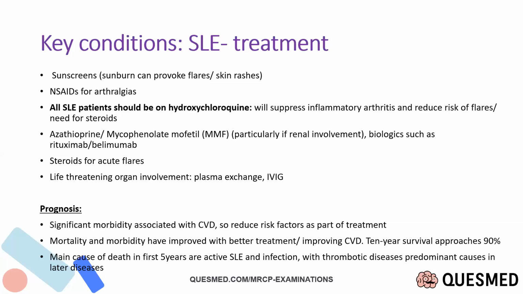Prognosis has got better, but there is a significant morbidity associated with cardiovascular disease. So we need to think about reducing those as part of our treatment. The 10-year survival is currently around 90%, and the main cause of death is due to active lupus with infection, and then the thrombotic diseases as well, and often there's an overlap with antiphospholipid syndrome.